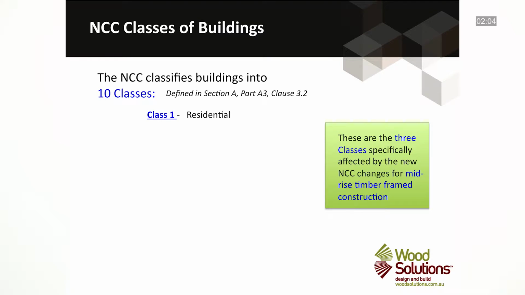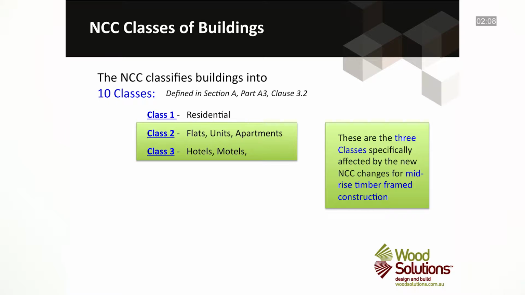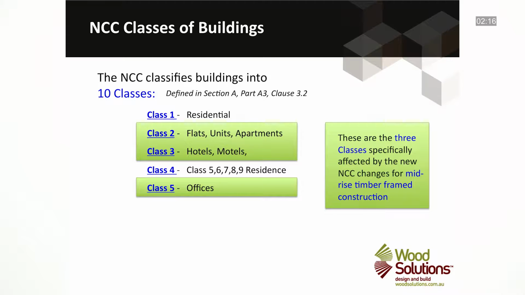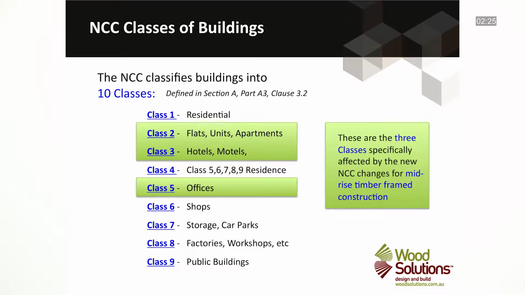The NCC classifies buildings into 10 classes. Class 1, residential. Class 2, flats, units or apartments. Class 3, such as hotels or motels. Class 4, the residential component of Class 5, 6, 7, 8 or 9 buildings. Class 5, offices. Class 6, shops. Class 7, storage or car parks. Class 8, factories or workshops. Class 9, public buildings. And Class 10, outbuildings.